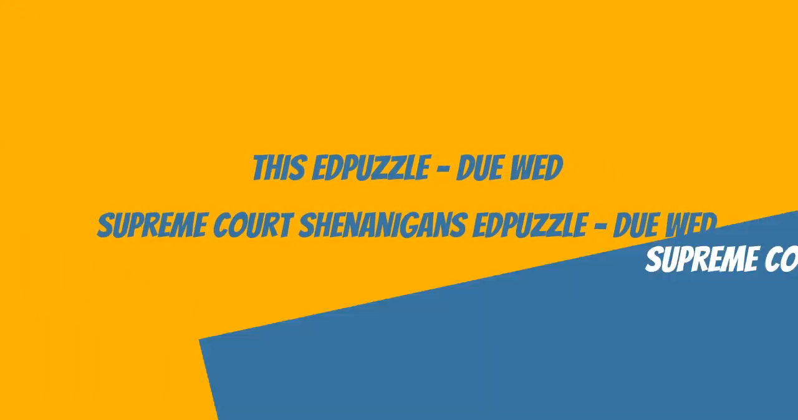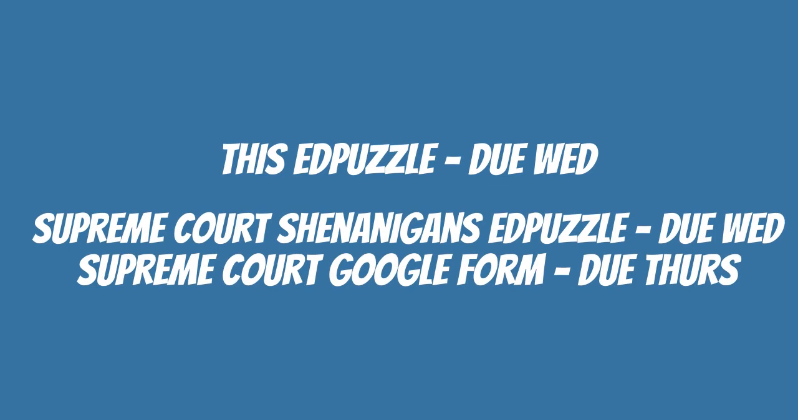As for your assignments this week, you guessed it. You've got 2 Ed puzzles, both of which are due Wednesday, and then 1 Google form, which is due on Thursday. Order, class is adjourned.